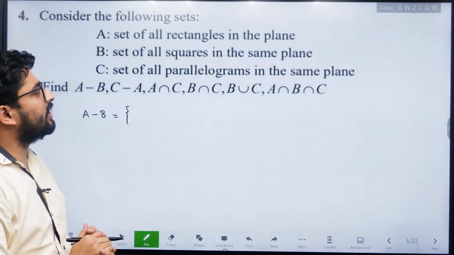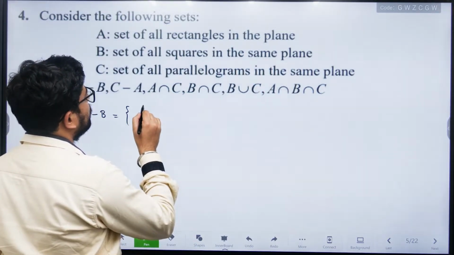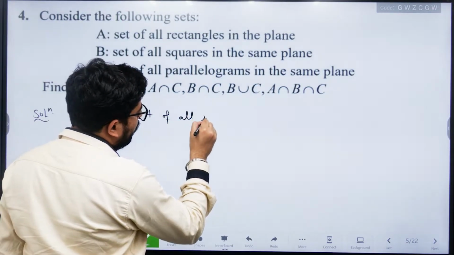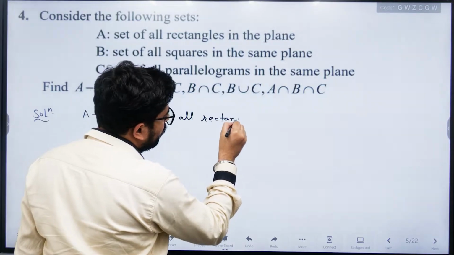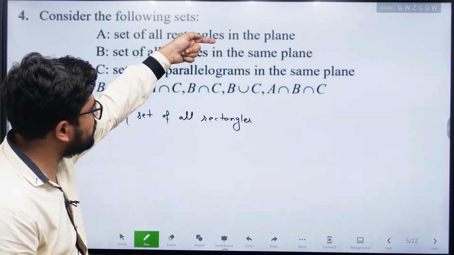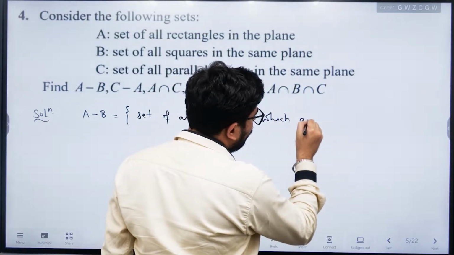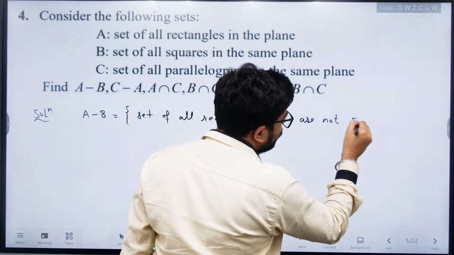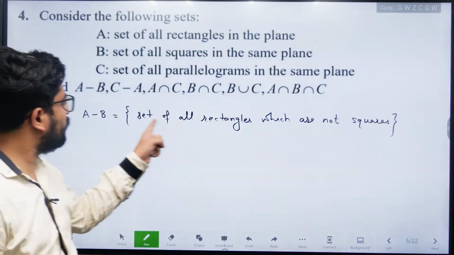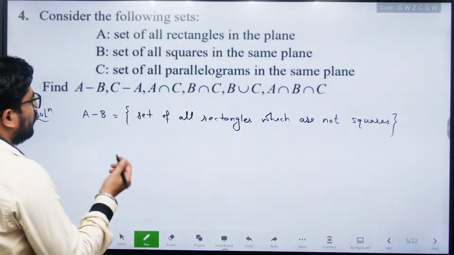So the collection of all rectangles which are not squares. Okay, A minus B means the set of all rectangles which are not squares. This is the A minus B set. Okay, next one is what?